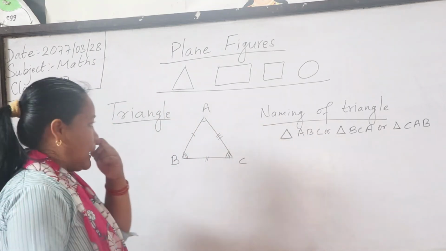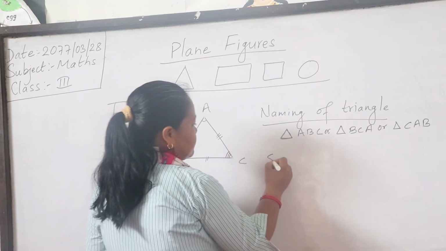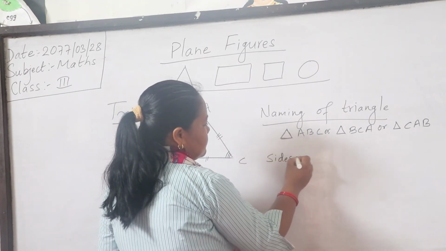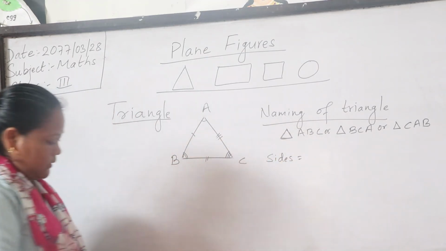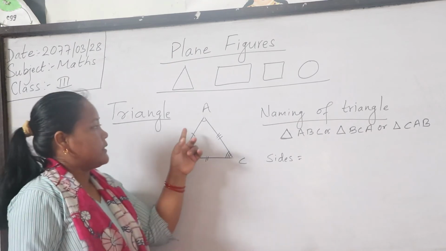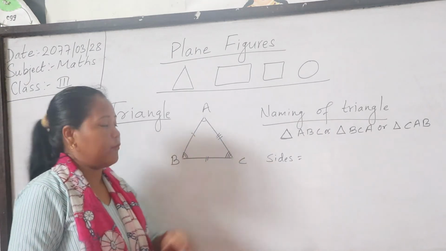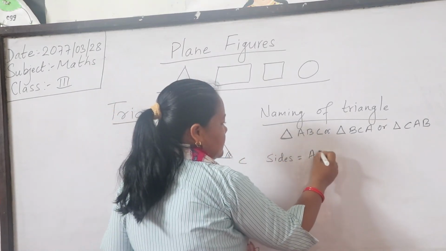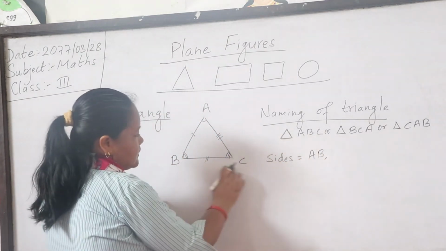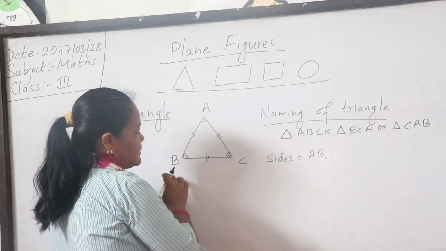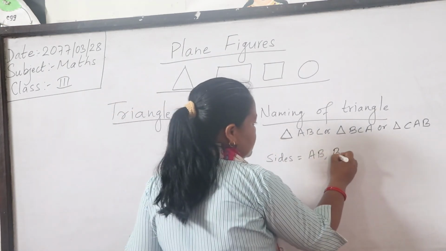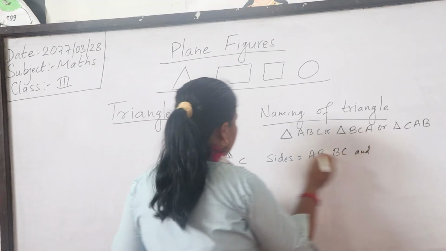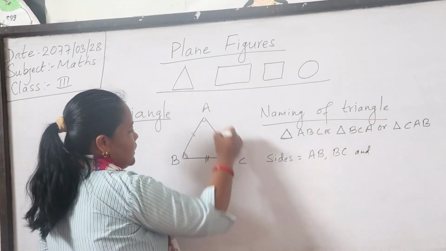And its sides. I told you a triangle has three sides. And what are they? This side is AB side. Next, the second side is BC side and the third side is AC side.